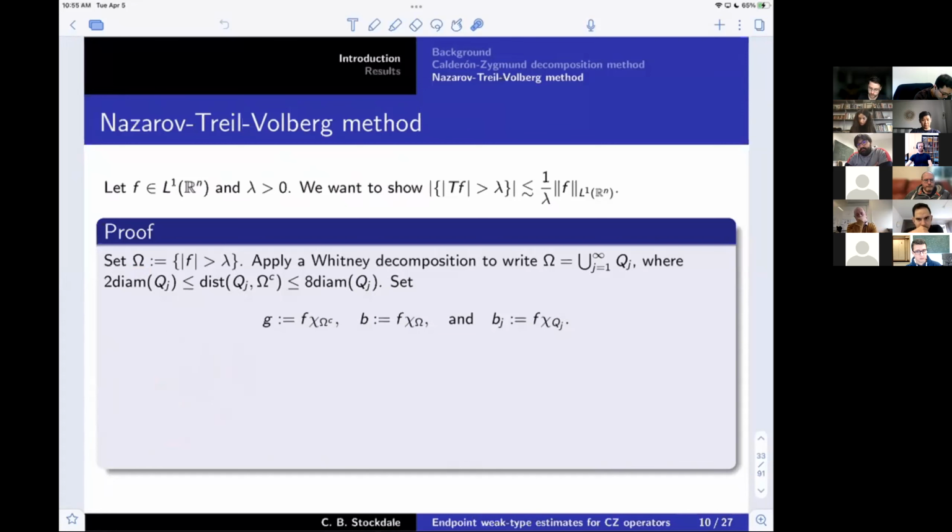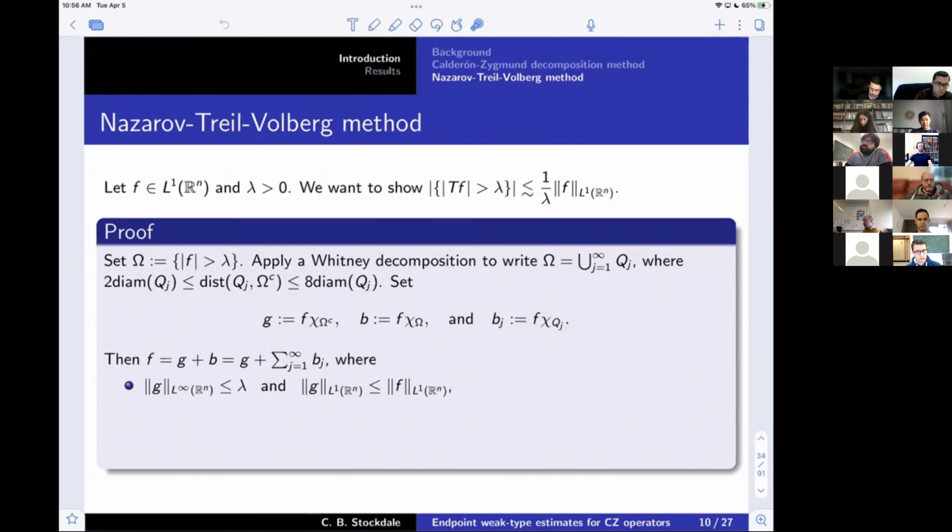Then what you do is just look at G. G is going to be defined as F restricted to the complement. So clearly G is going to be a bounded function because on the complement of omega, this inequality goes the other direction, and your function F is going to be less than or equal to lambda on that set. So we're still using G for a good function as well because it's going to be bounded. B is just going to be F where it's larger than lambda. And we're going to split that up into a bunch of Bj's where we restrict F to these Whitney cubes that decompose omega.